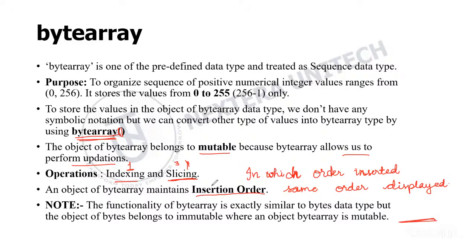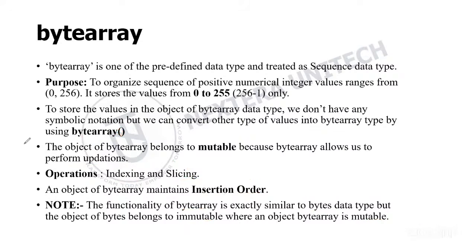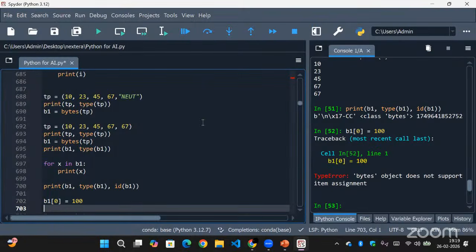So the main difference between bytes and byte array is, they serve the same purpose, which is to organize a sequence of positive numerical integers. But bytes is immutable and byte array is mutable. So the updations which we cannot perform with bytes, we can do with byte array. Let's know how we can use this. Let's move to the coding part.